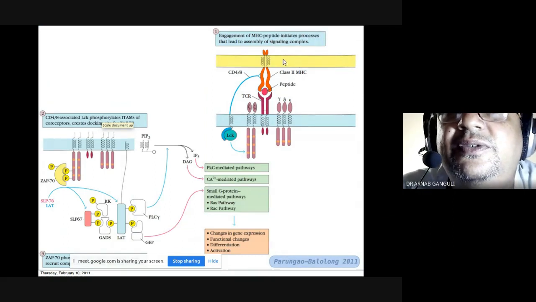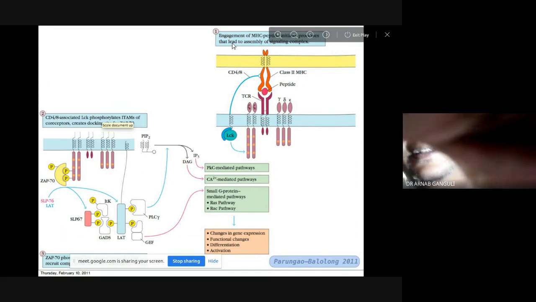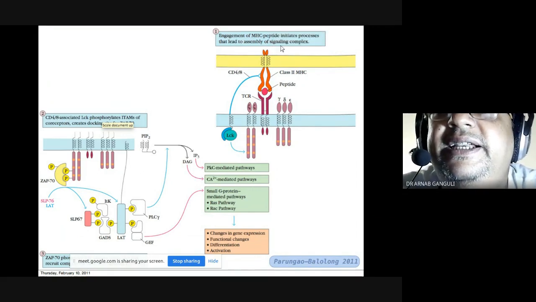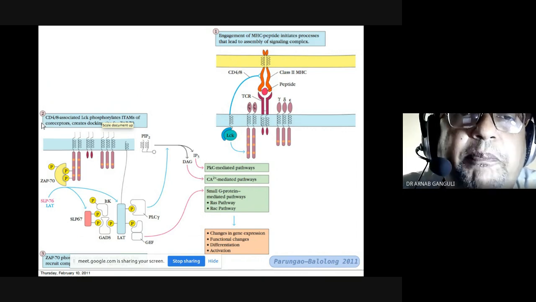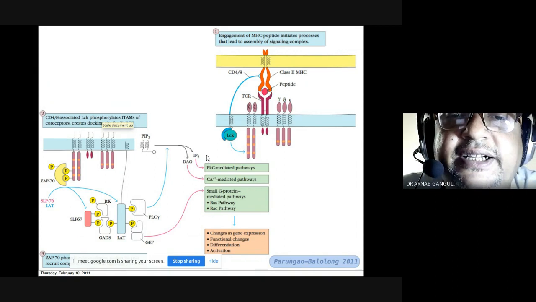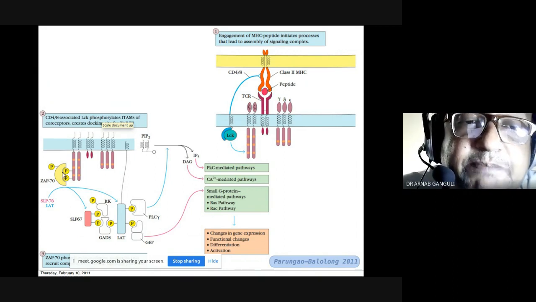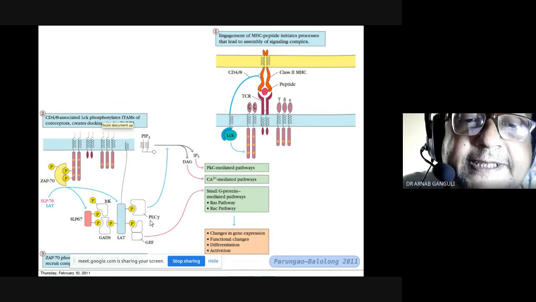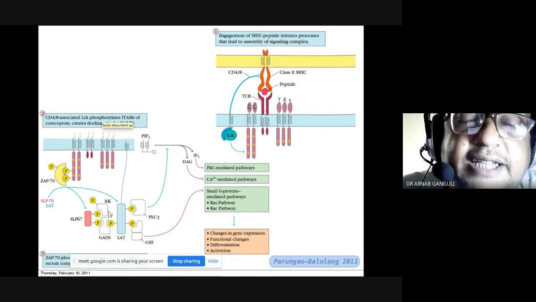Now, after this interaction, there is engagement of MHC peptide that leads to একটা সিগন্যালিং কমপ্লেক্স তৈরি হয়ে যাবে। সেই সিগন্যালিং কমপ্লেক্সটাতে এই অ্যাসোসিয়েশনেতে সার্টেন সিগন্যাল ট্রান্সডাকশন টেক্স প্লেস ফ্রম দ্য রিসেপ্টর। These are all signal transduction which takes place. ফসফোলাইপেজ সি তৈরি হচ্ছে, গামা, হ্যাঁ, these are the signal transduction pathways.